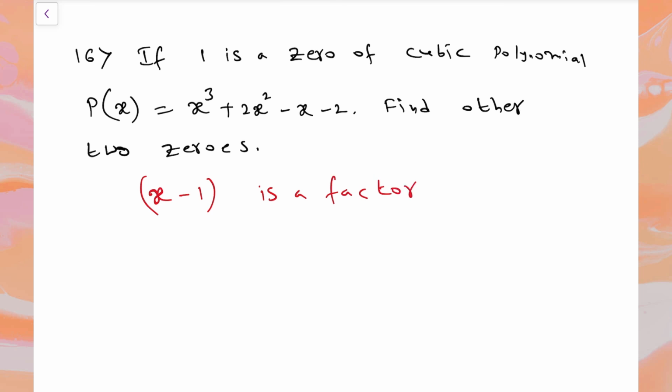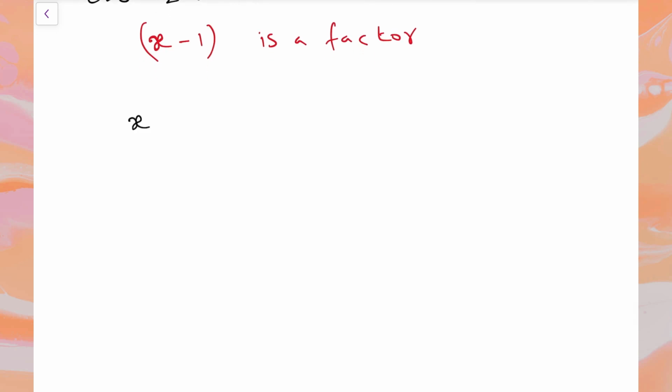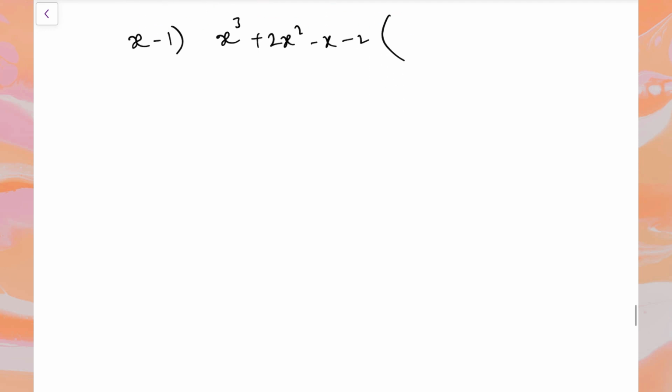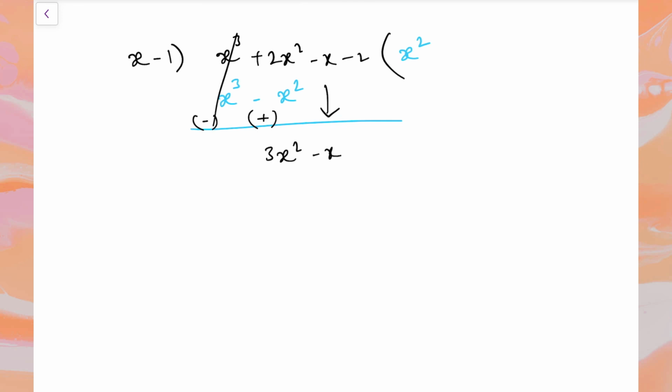With this factor, you need to divide p(x). So let us do the long division. x − 1 is the divisor and x³ + 2x² − x − 2 is the dividend. Then we will get one quotient. x should be multiplied by what? We will get x³, that is x². Minus 1 into x² also we need to do. So x into x² is x³, and minus 1 into x² is minus x². Plus becomes minus, minus becomes plus, these two cancel. 2x² plus x², 3x², drop −x − 2.